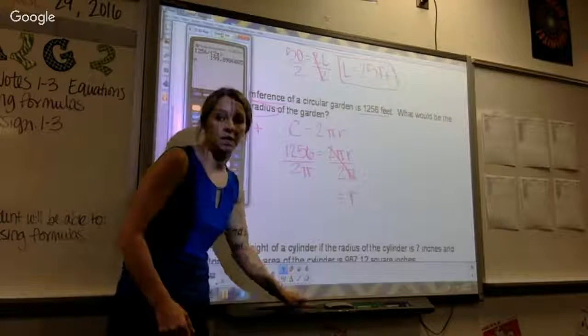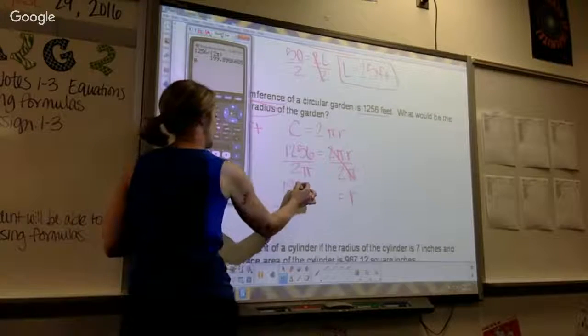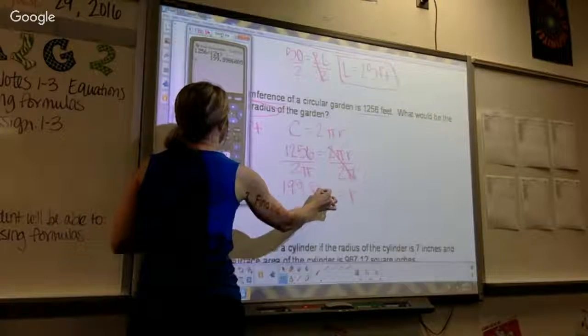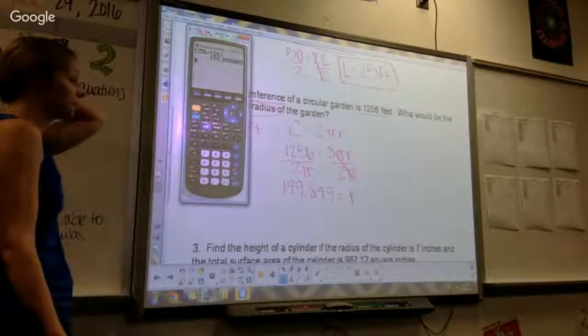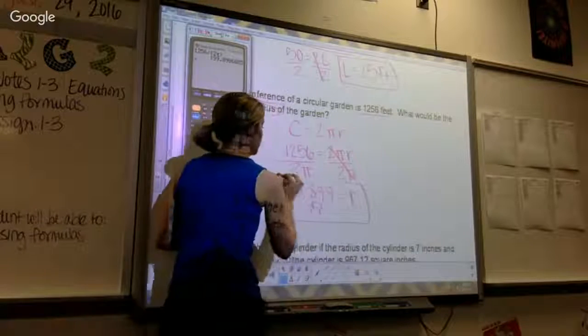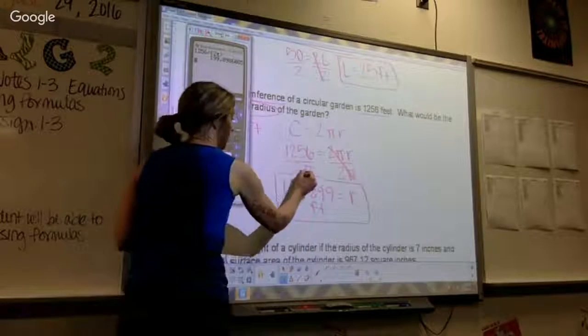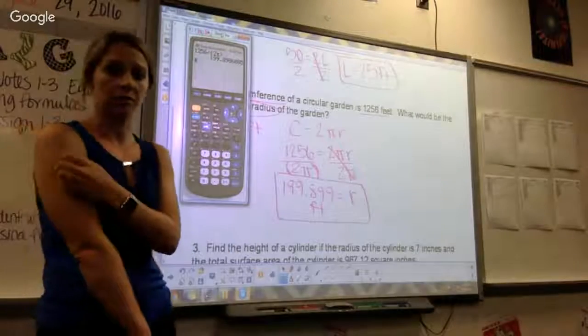It told us at the beginning that we're rounding to 3 decimal places. So that would be 199.899. And our radius would be in feet. So you might make note of that on your notes right here. You need parentheses around that 2 pi if you're typing it all into the calculator.